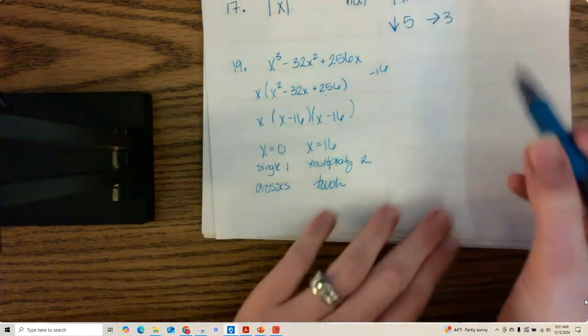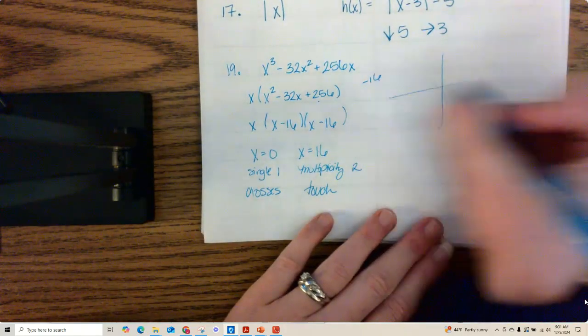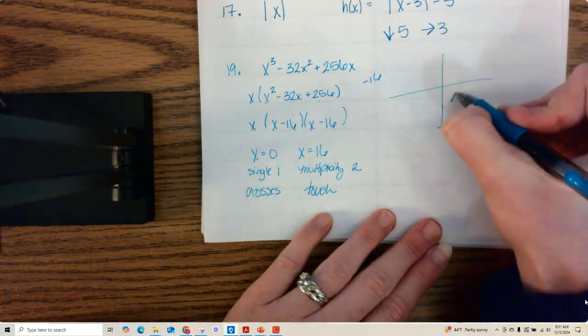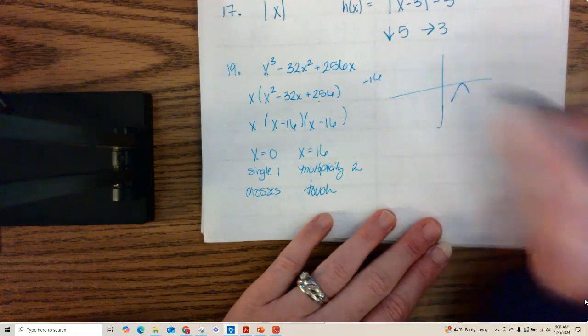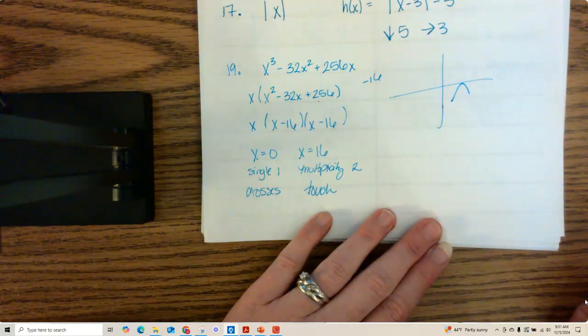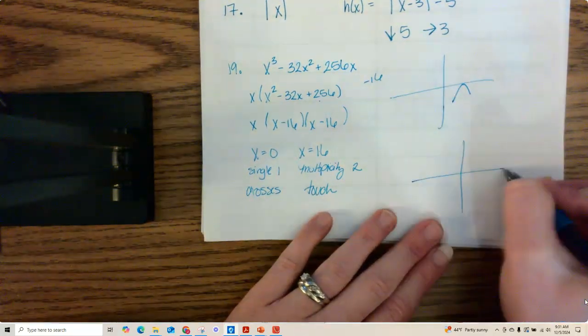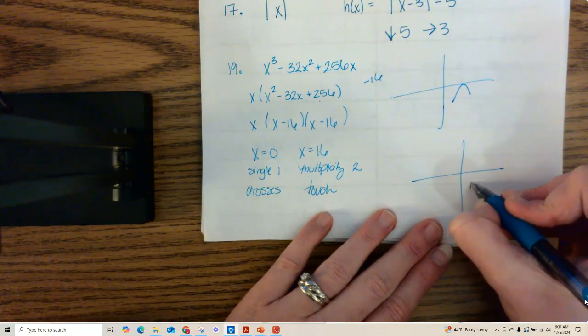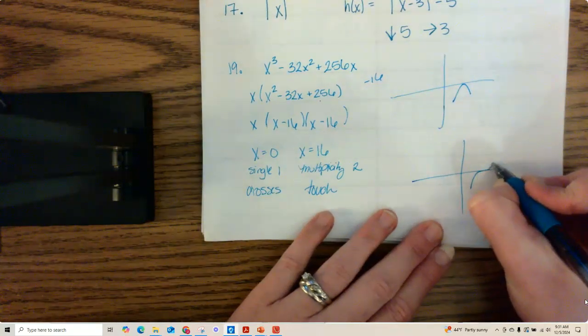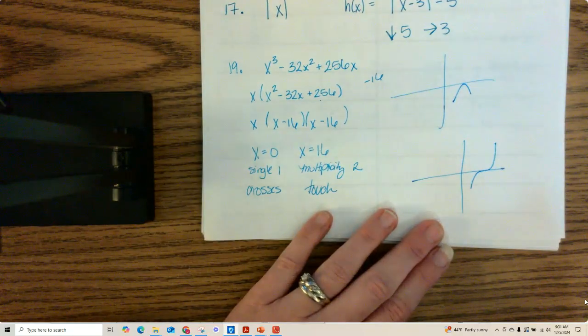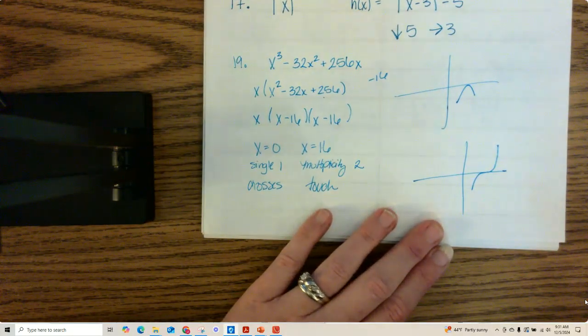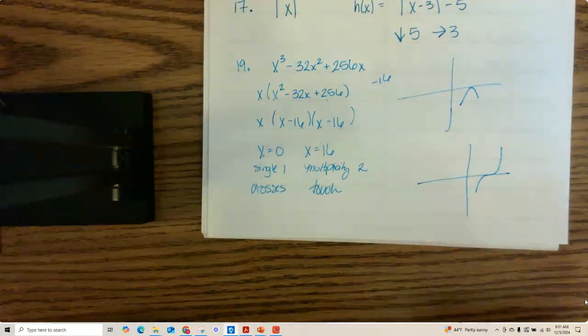So again, when they would do that, it would cross, it would bump, which is what this one, we would call a bump. And then multiplicity of 3, we would call a slide. It would slide along the x-axis and go up the other direction. That's what we called them. I don't know that I like the touch and all of that. Okay, so that's 19.